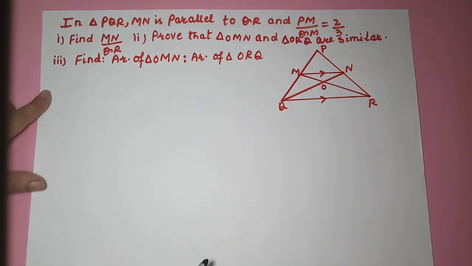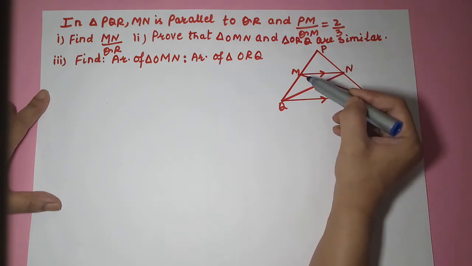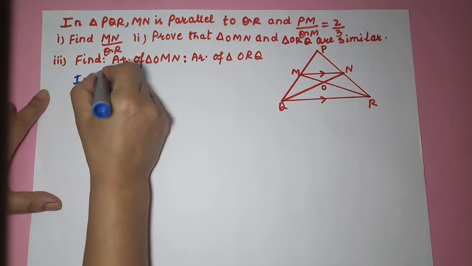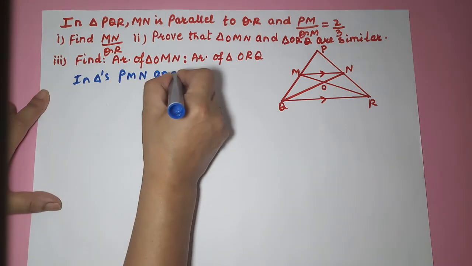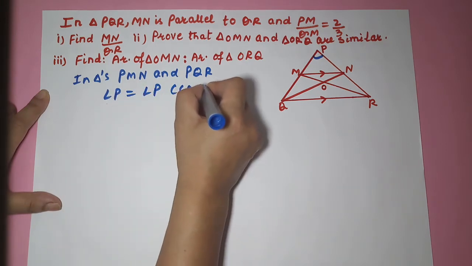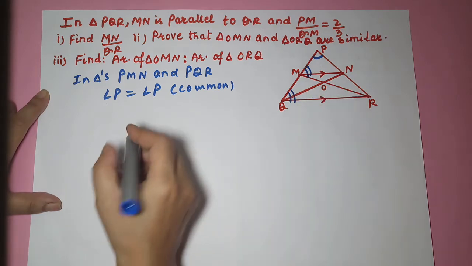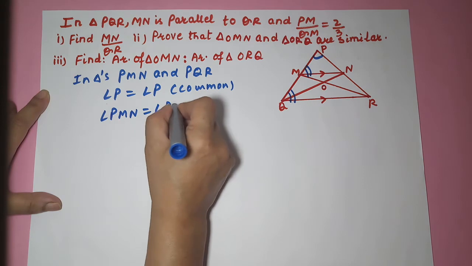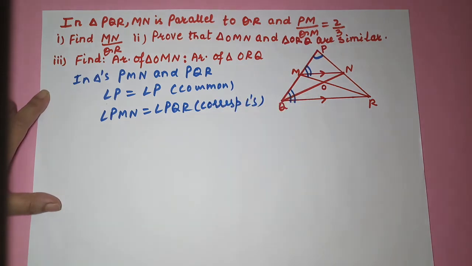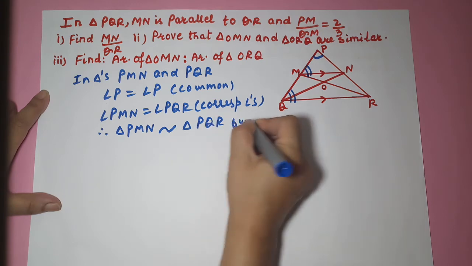Fine. So let's proceed. First we will take triangle PMN and PQR and prove them similar, because we have to find MN by QR. So in triangles PMN and PQR, angle P is common in both. Angle P is equal to angle P, common. And angle PMN is equal to angle PQR by corresponding angles, because MN is parallel to QR. Therefore, triangle PMN is similar to triangle PQR by AA axiom.